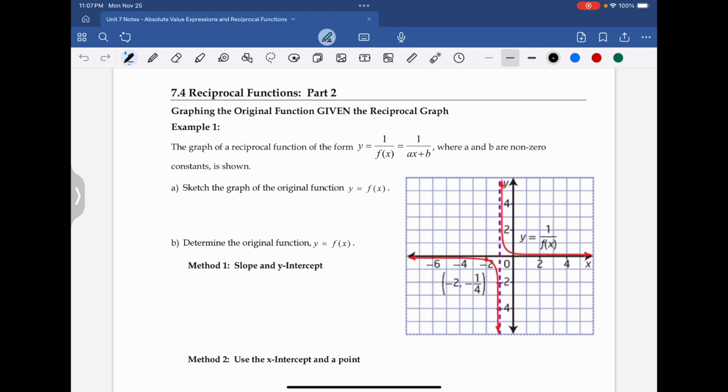And so what they're going to do is, just like the one off to our right-hand side here, we're going to be given some sort of graph which represents a reciprocal, and then we need to formulate what is this original function that would give us this as the reciprocal, or this y equals 1 over f of x.